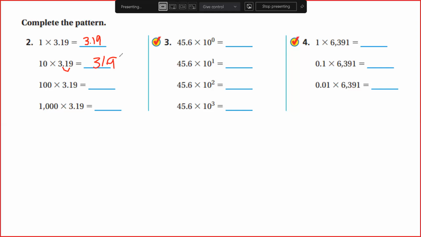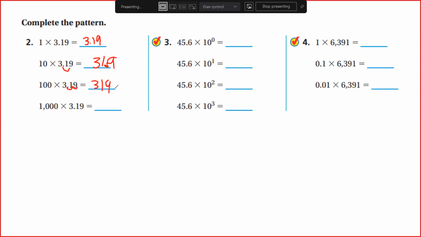Dina, 100 times 3.19. How many digits should you move the decimal point? Two. Bravo. So which will be what? So teacher, it will be 319.0 if you want. Okay.